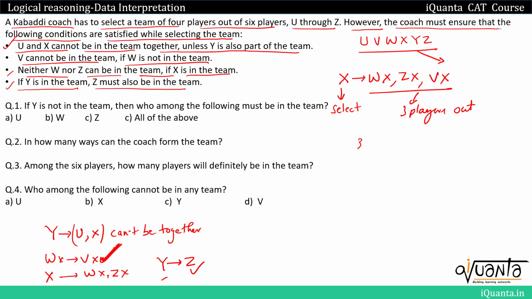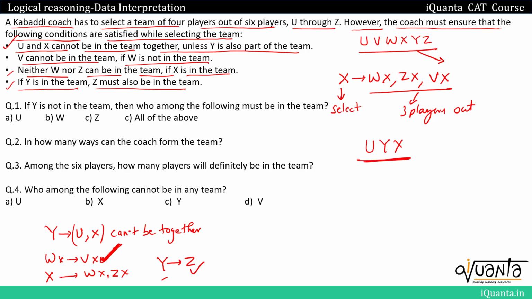So now only 3 players are remaining that can be selected, which are U, Y and Z. So if we select X, we cannot select W, Z, V. Z also cannot be there. It was given that if X is selected, Z will not be selected. So now we have players left as X, U and Y.